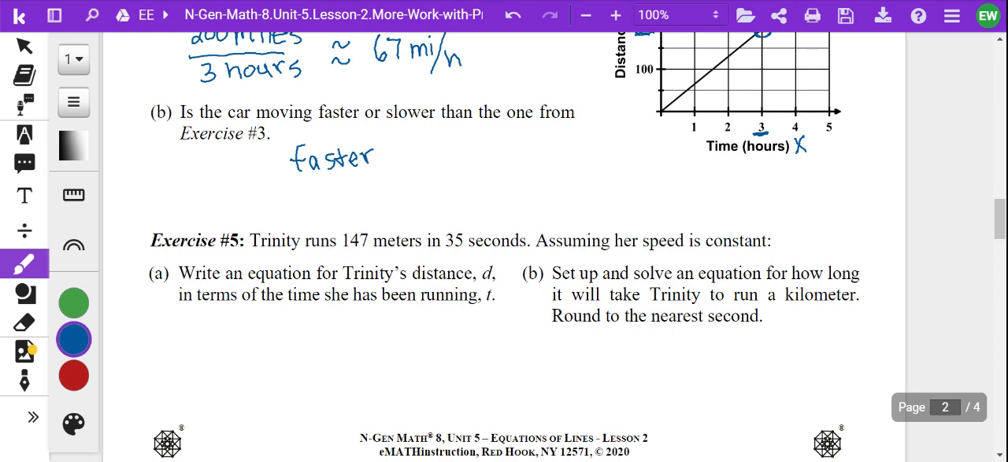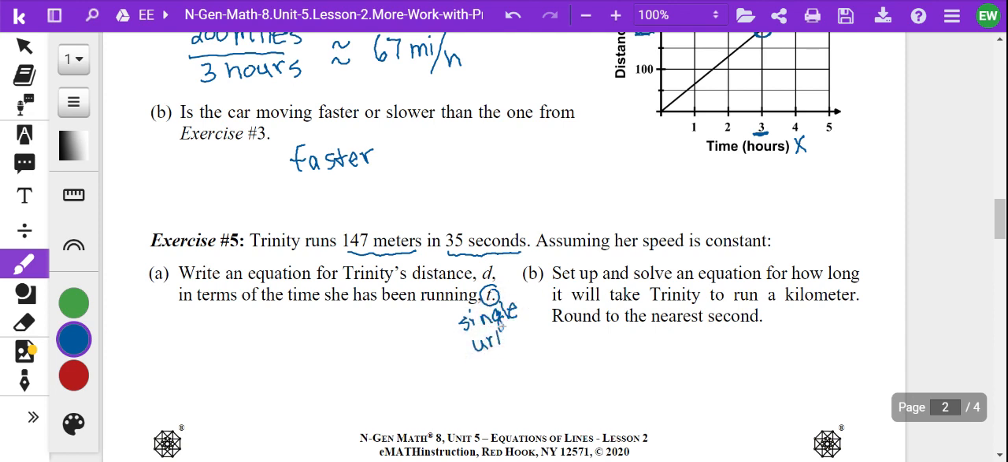Trinity runs 147 meters in 35 seconds. So notice we have different units this time. It's meters and seconds. Assuming her speed is constant, write an equation for Trinity's distance d in terms of the time she has been running t. Okay, so we always want to look at t as being a single unit.